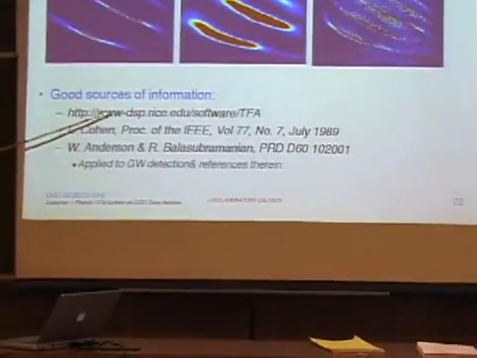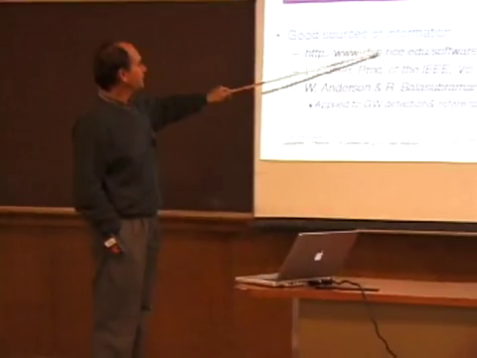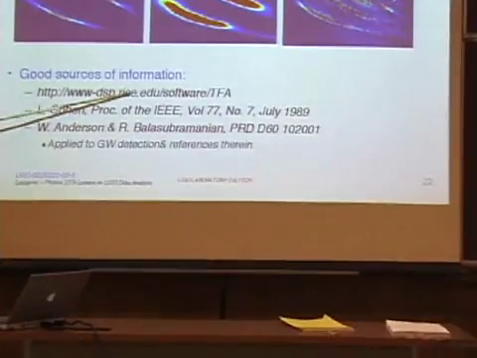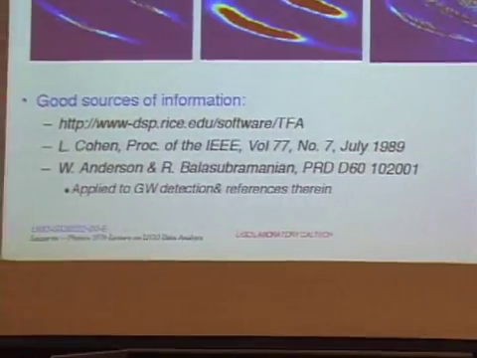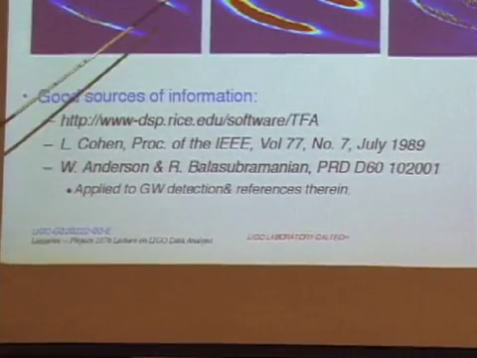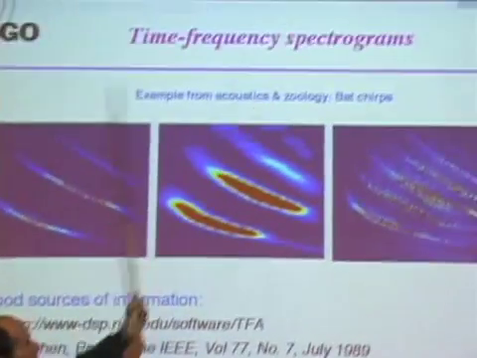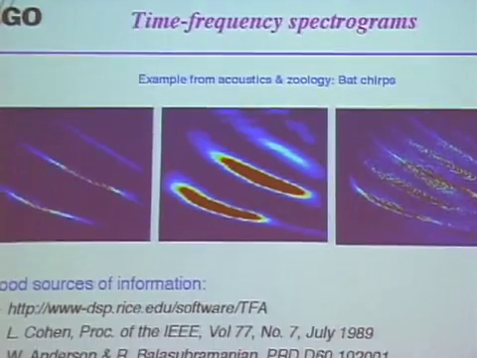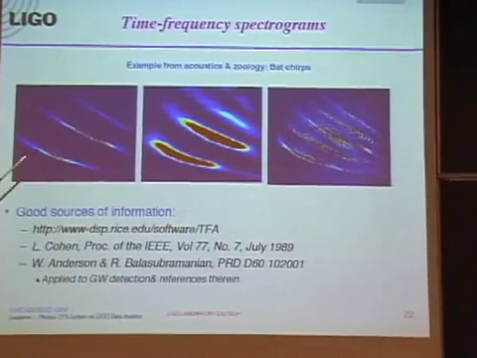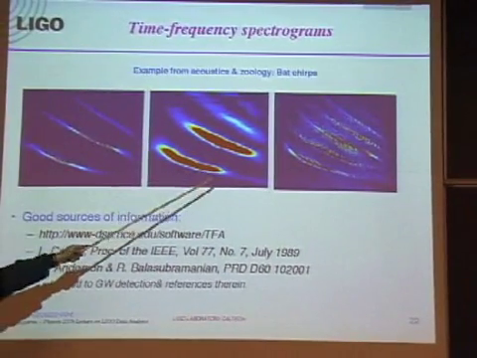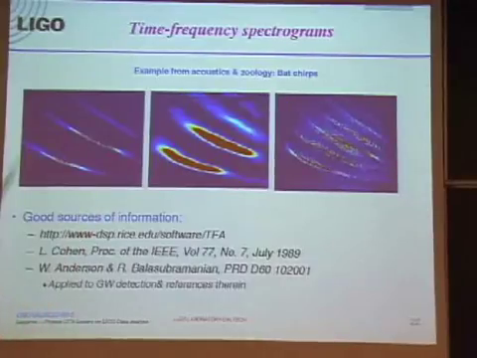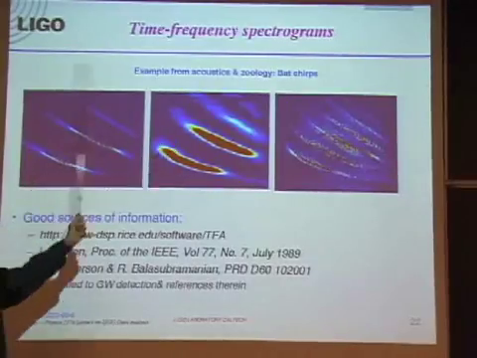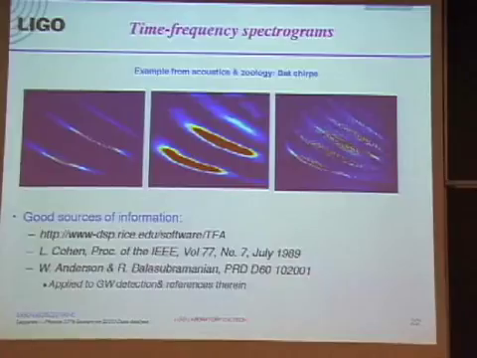There's a really good website at Rice University. The EE department there has a group that has done extensive research in biology and zoology in the use of frequency-time analyses. And I pulled off these three images, which are exactly the spectrograms that I was discussing earlier. Basically, these are bat chirps, ultrasonic chirps of bats.